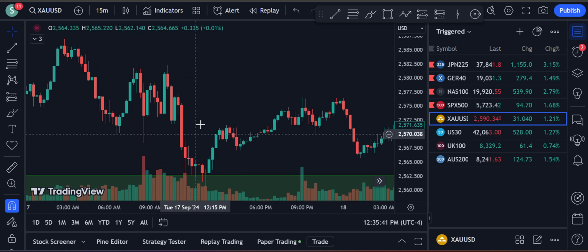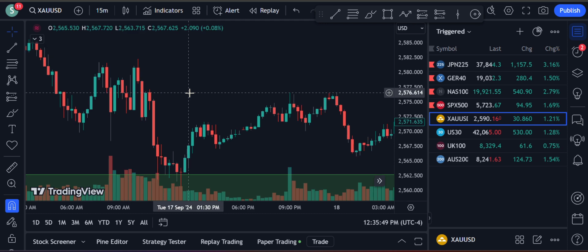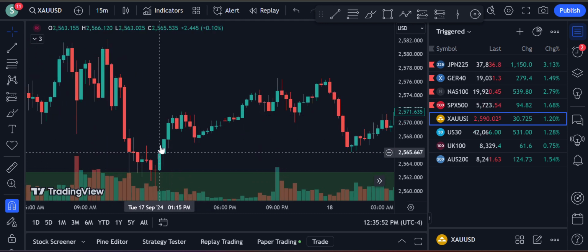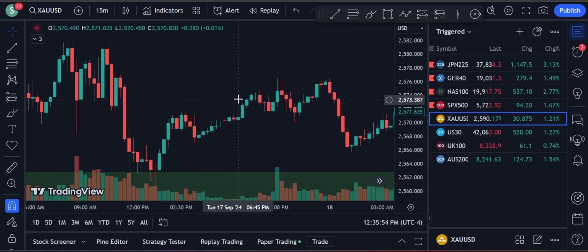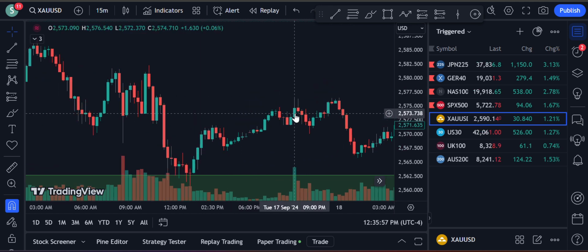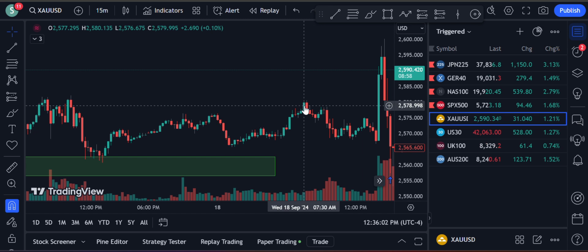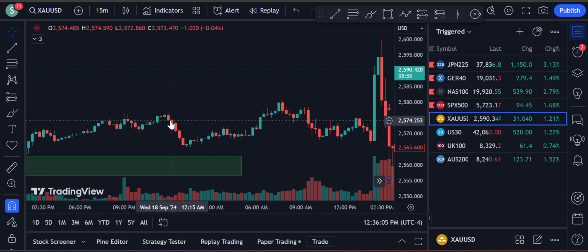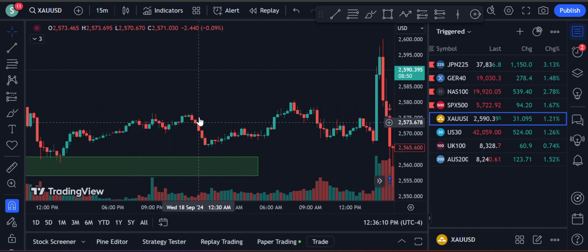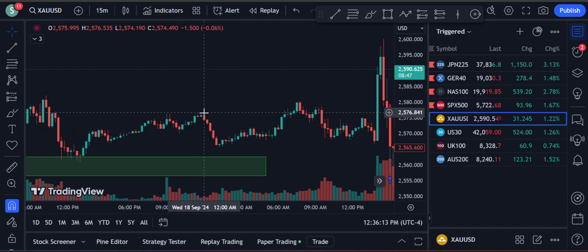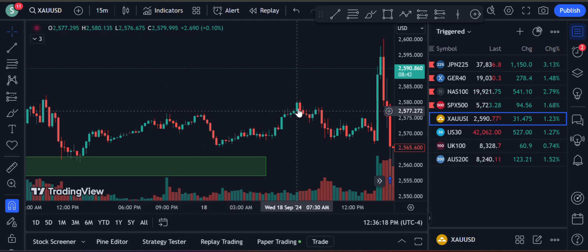And what is our confirmation? Closing above a supply zone. This is our nearest supply zone. It should close above this, but it went up to this level and it came back again. At this point, we also have another supply zone, this one, or we can consider it as one. It gave closing above this entire area at this point.